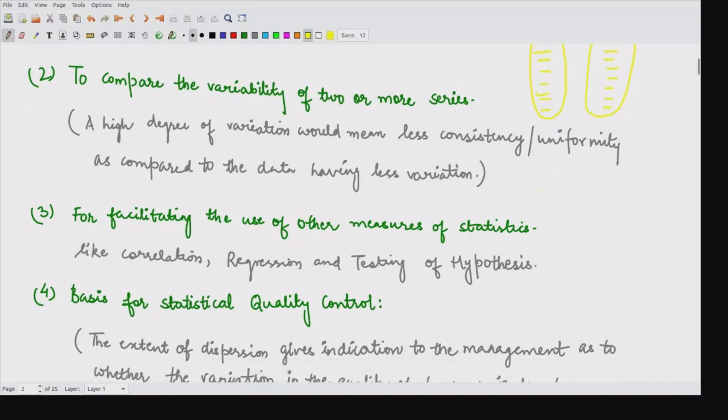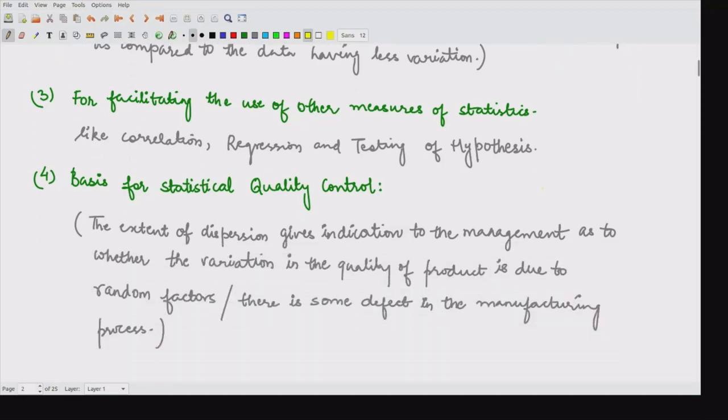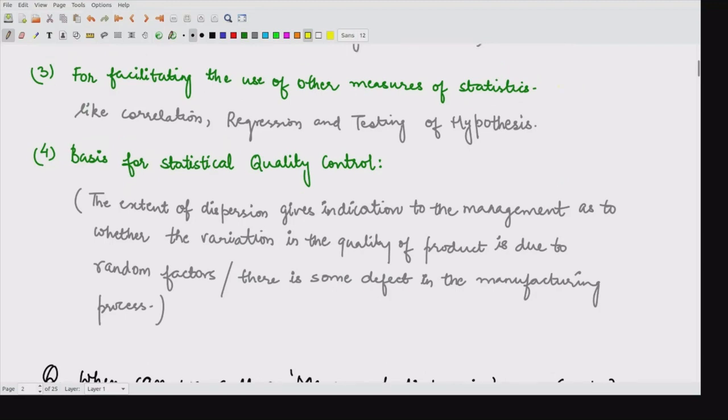The third objective is facilitating the use of other measures of statistics. Here we will study later on about correlation and regression and testing of hypothesis. All these utilize these methods of dispersion. That means they'll either use the standard deviation, or they will utilize the mean, median, mode. Depending upon these, these measures of statistics are also useful whenever we want to make a particular kind of decision out of it.